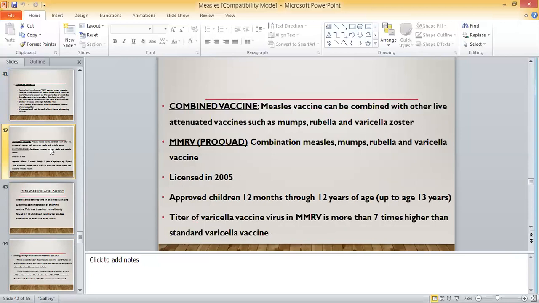It has already been mentioned that it is also available in combined vaccinations like MMR and MMRV.